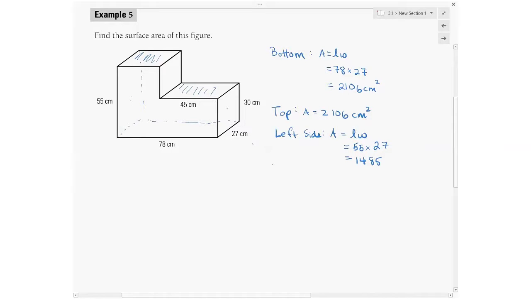Now let's look at these right sides. That's this over here and this over here. And the same thing as with the top, if we pushed this one in or pulled this one out so that they were parallel, it would have the same area as this side. So the right side has exactly the same area as the left side. The area is going to equal 1,485, and I forgot my units there. Centimeters squared. So I've got the bottom, the top, the left side, and the right side. Now I need the front and the back.